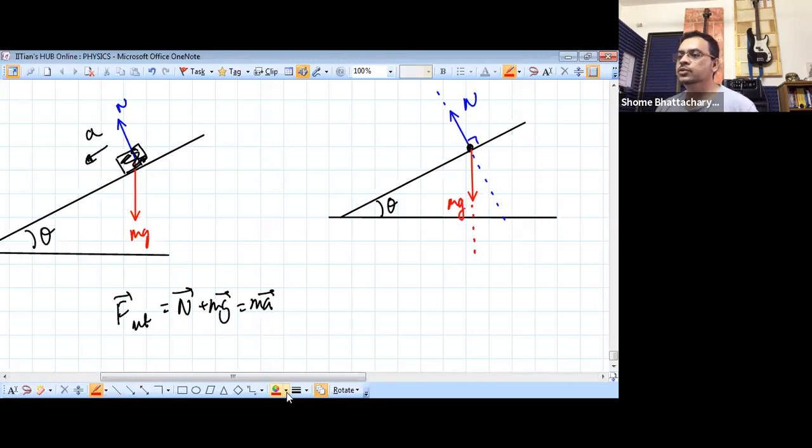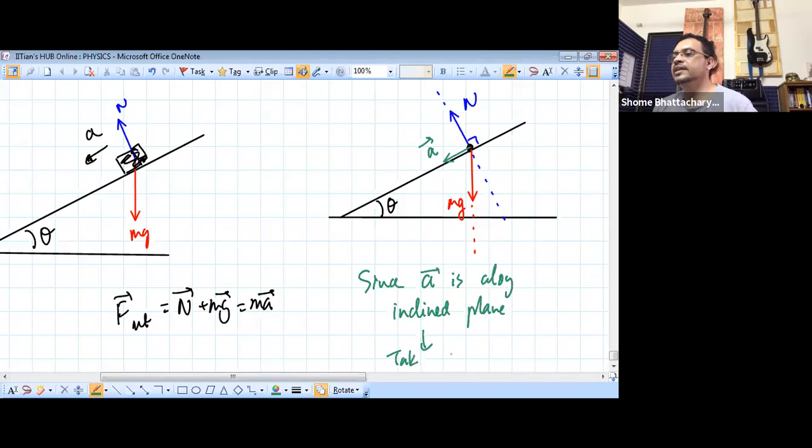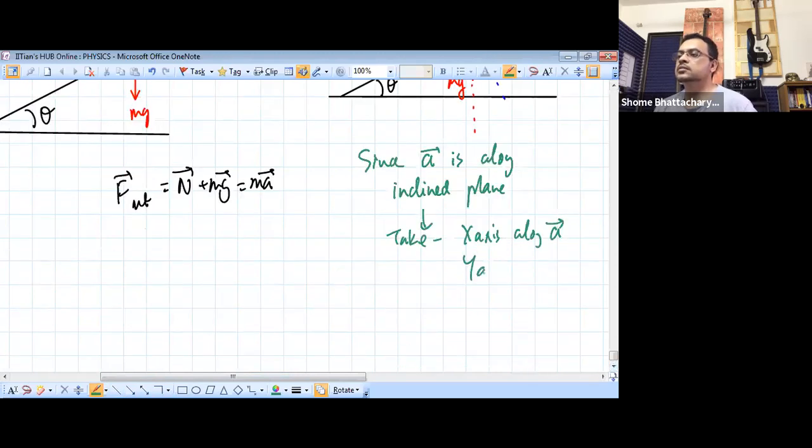But at the same time, one more thing that I know is that the acceleration of the body is along which axis? It's along the inclined plane. So the acceleration vector here is in which direction? It's along this direction, along the inclined plane. That I know logically. So since the acceleration is along the inclined plane, we will take our x-axis along the inclined plane, or along the acceleration vector, and the y-axis will become perpendicular to the acceleration.